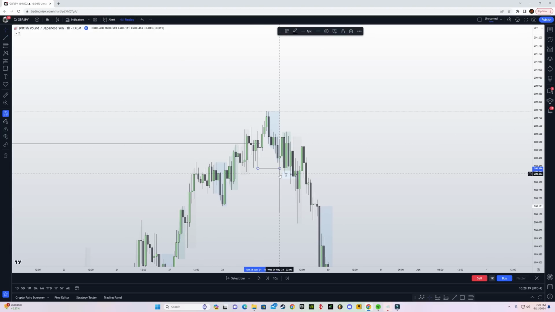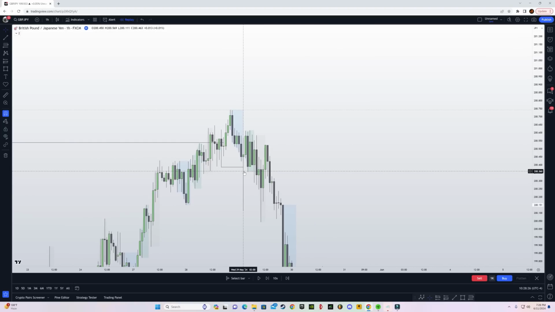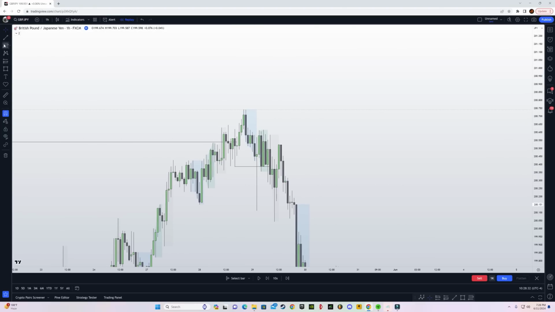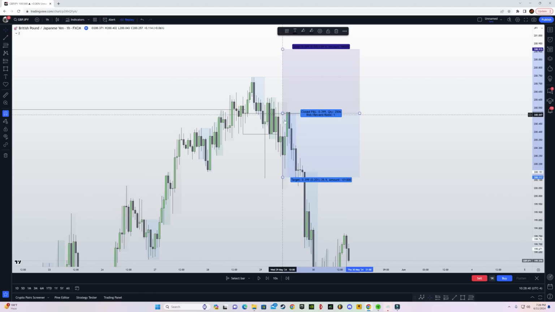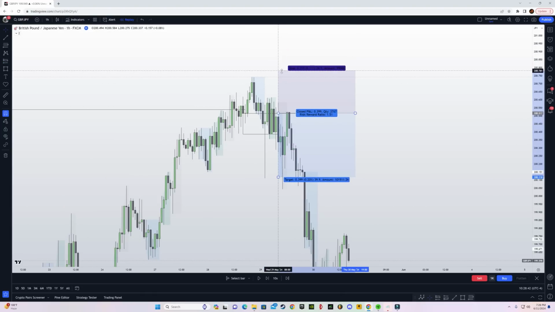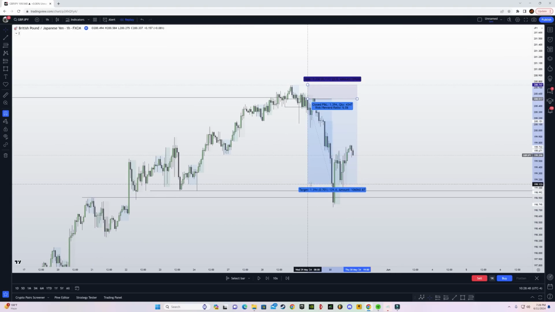That would be here. Now, a lot of people consider wicks, and personally, I consider wicks as well as market structure shift. But if you want to be extra safe, just wait for a body closure. Once we got the market structure shift, we have this order block, consecutive bullish candles. So this is going to be your entry somewhere around here. Your stop would go right above the high, and you can easily target this fair value gap.